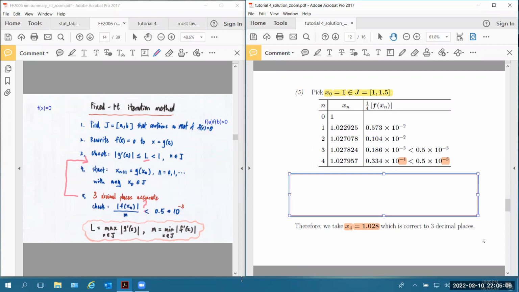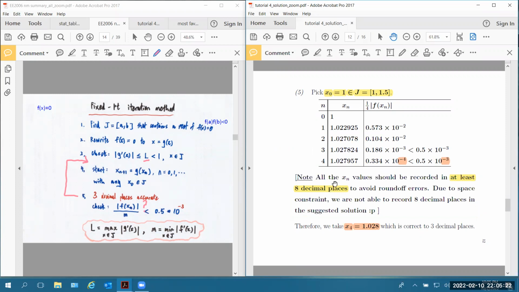All right, if no questions, then let's come to the number of decimal places to write down. Actually, for the xn, we should write down 8 decimal places. Because if you write down too few, noting that you're using this xn to calculate the next xn, you will affect the accuracy. So all the xn values, we should write 8 decimal places.